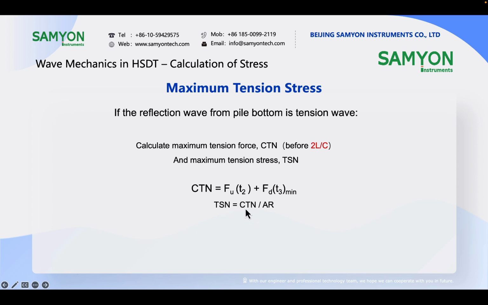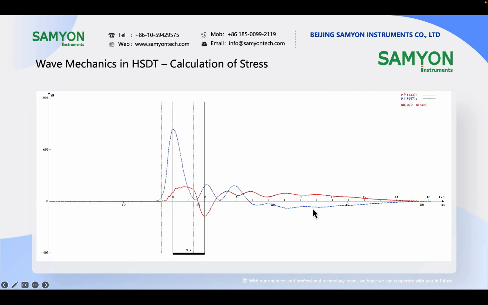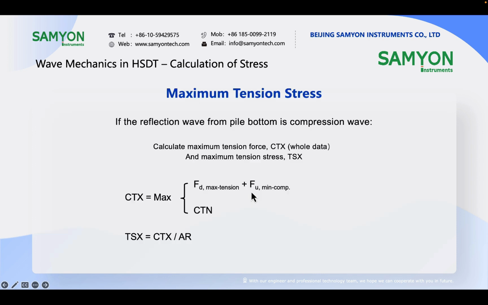So TSN equals to CTN over A. A is the section area. For example, for this pile, at the bottom, the wave up will reflect as a tension force going up. But if the reflection wave from the pile bottom is a compression wave, then before 2L over C, there will be no tension stress.